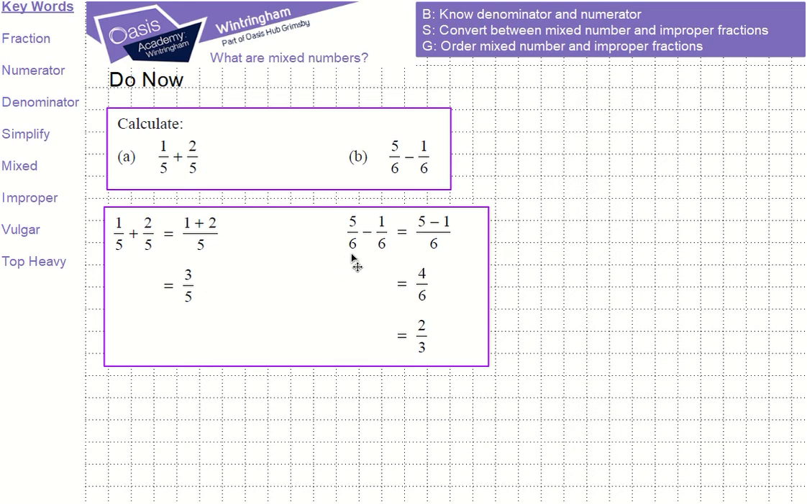For this second question, 5/6 take away 1/6. Again, the denominator is the same, and they've written it as one fraction, 5 take away 1, gave them 4/6, which then simplifies to 2 over 3. So once you've got this answer, always check, can you divide both of the numbers by any number? And in this case, 4 and 6 divides by 2, which is where we've got 2/3. Mark those, and then we can move on.